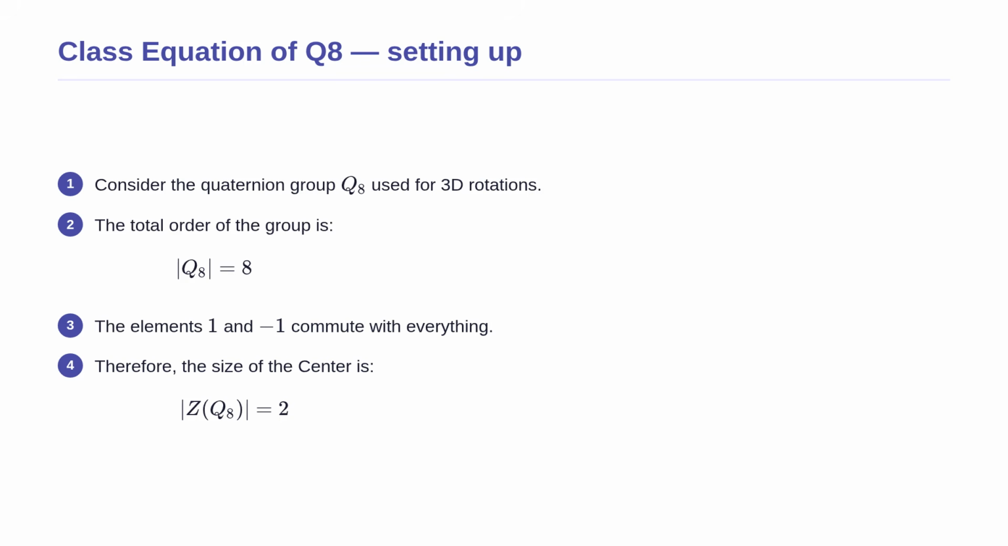In this specific group, only the elements 1 and minus 1 commute with everything. Therefore, they form our center. We will start our counting process by noting that the size of the center is exactly 2.